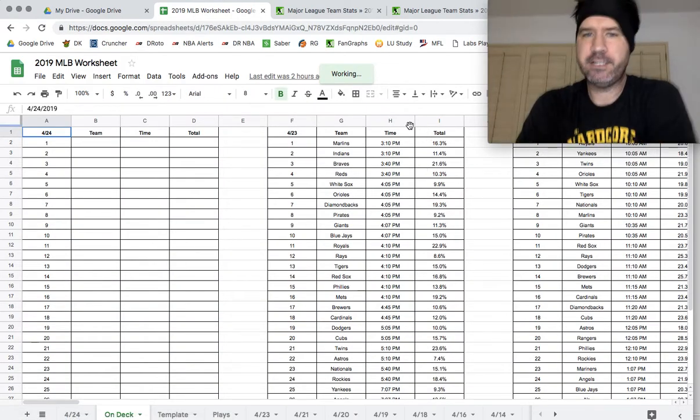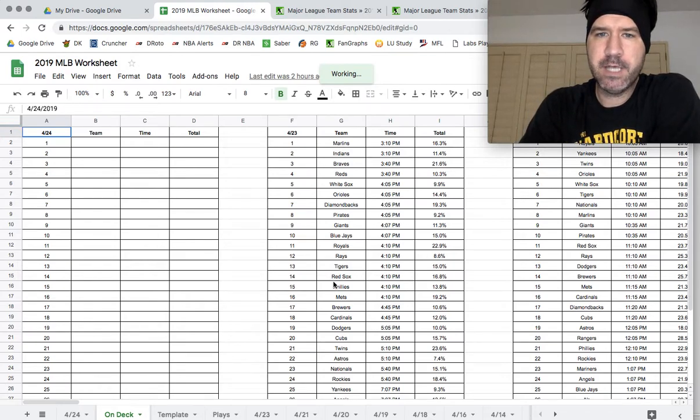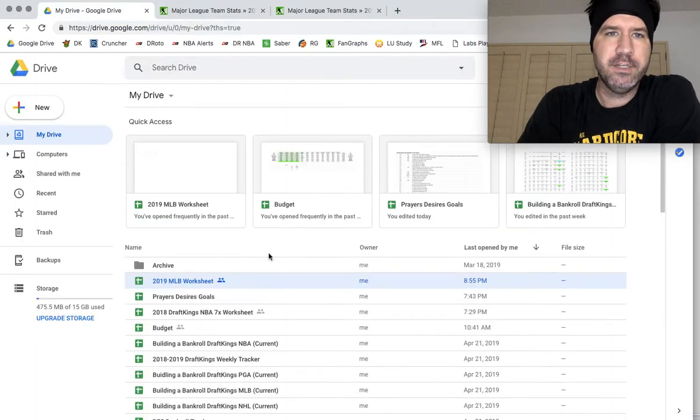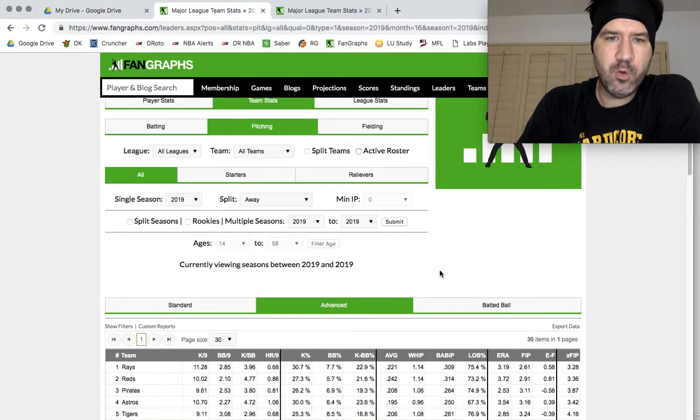So this is what it looks like. I'll put all of the games, the times, because I play all of the slates. So if I need to pull teams from the next slate, I'll load it up here, and then I will just copy and paste it to the next day's, and then I'll sort by whatever statistic I'm looking for to attack pitching. So here are the home and away statistics.